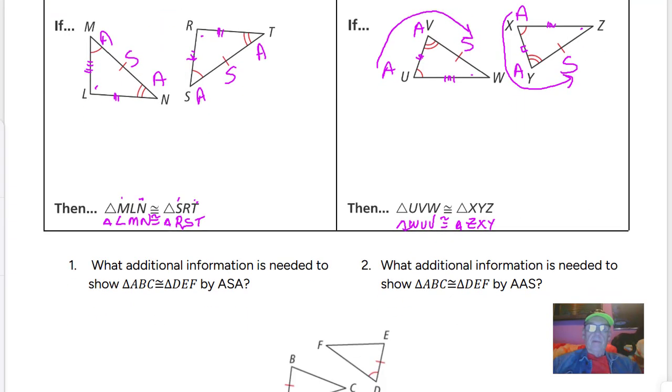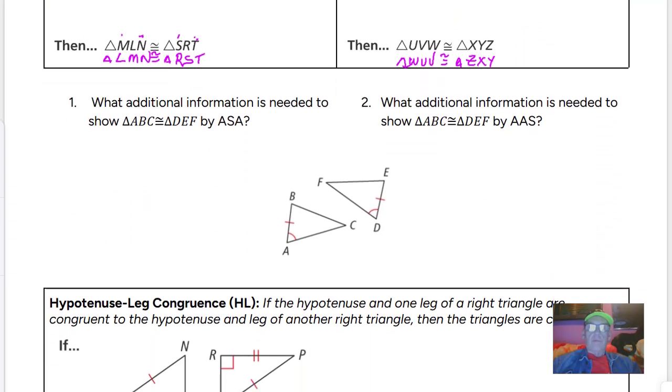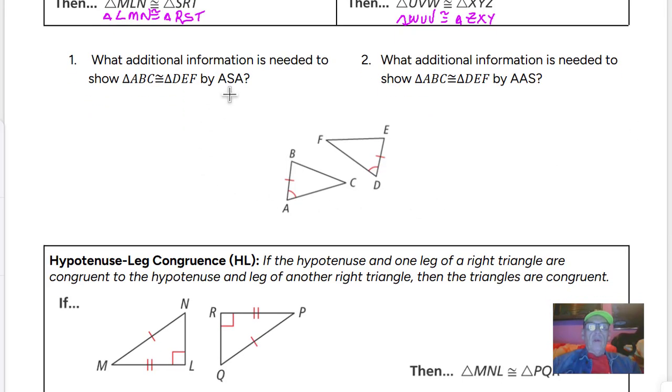So look at number 1. We want to use angle, side, angle. What additional information is needed? So we're looking for two angles and the included side. So we've got angle A matched with D. We've got side BA matched with ED. What's missing is this angle here at E and this angle here at B that need to be congruent to each other to have the angle, side, angle pattern.